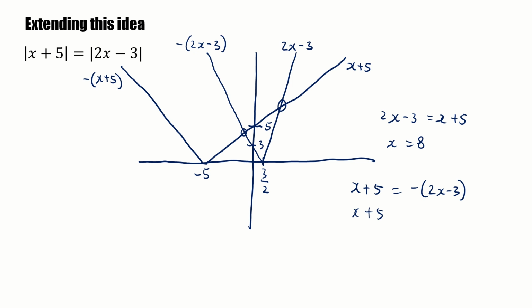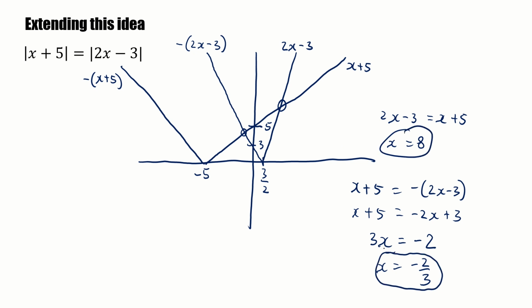So I'm going to multiply out the brackets. I'm going to add 2x to both sides, and then I'm going to take away 5 to get minus 2 on the right, which means that x equals minus 2/3, which also makes sense because we're expecting this x value to be between 0 and minus 5 according to the graph. So once again, we've found both solutions, even though this appeared to be a more difficult equation.